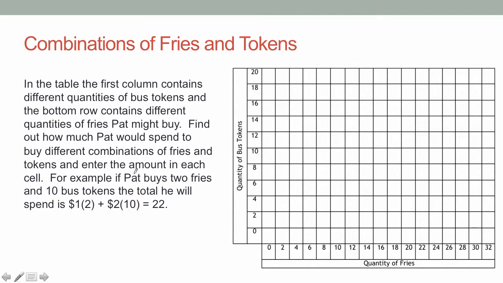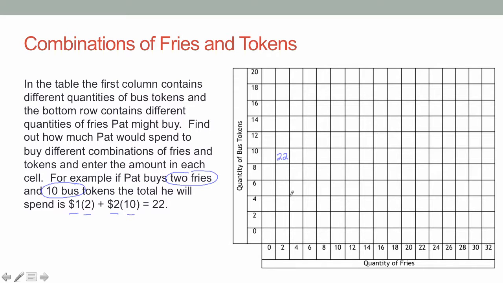For example, if Pat buys 2 fries and 10 bus tokens, now we're thinking really big here. How much is he going to spend? Well, each fry is $1, so it's $1 times 2 fries. And each bus token is $2, so $2 for 10 bus tokens. That's going to be a total of $22. So we can think right here. For 2 fries and 10 bus tokens, that would be a total of $22 in this chart right here.